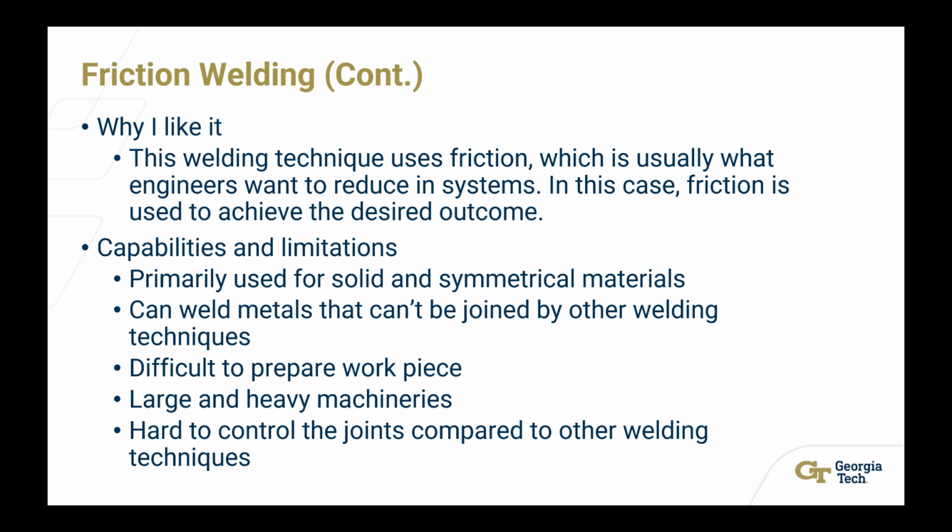Additionally, pieces with sharp edges like squares and rectangles are stress concentrators, which might cause the material to break due to torsion, which is why it is usually limited to cylindrical materials. And additionally, friction welding requires large and heavy machinery, and the joints are really hard to control compared to other welding techniques.